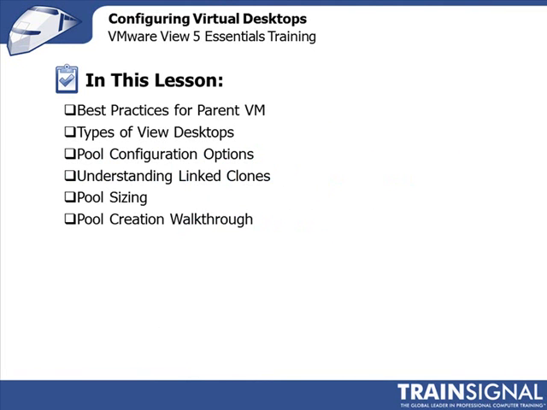So in our lesson today, we're going to be taking a look at what the best practices are for a parent VM, what that gold master image needs to look like, and how you can best put that together. We're going to look at different types of View desktops. We're going to be looking at pool configuration options that you're going to have when you're going through the process of creating your pools. Then we're going to take a little bit of a deep dive into understanding linked clones and how all the pieces fit together to comprise what are called linked clones. Then we're going to take a look at how to do pool sizing and understand that. And then we'll also go through the pool creation walkthrough as well.